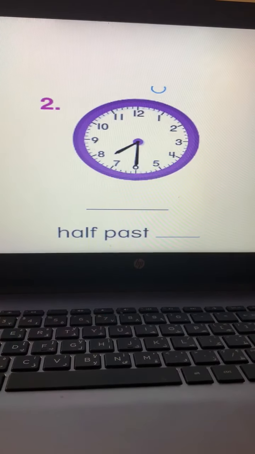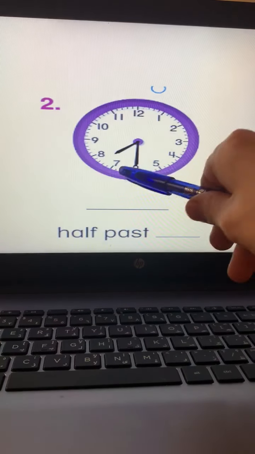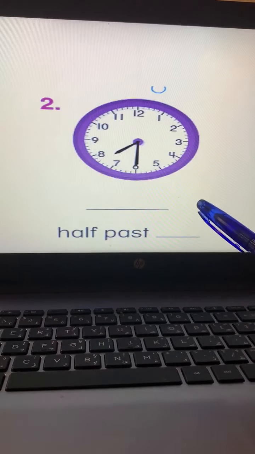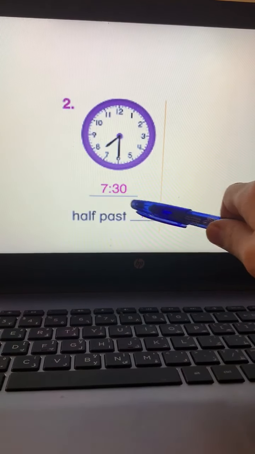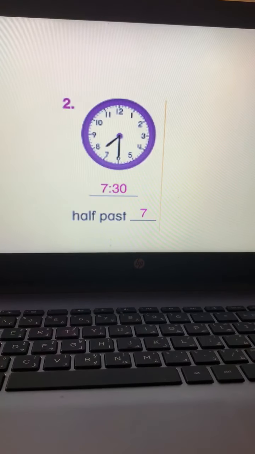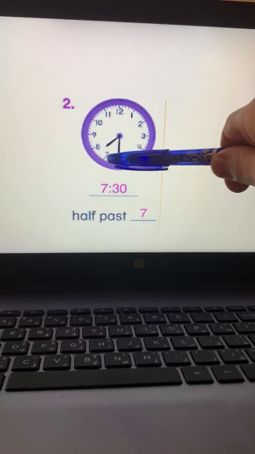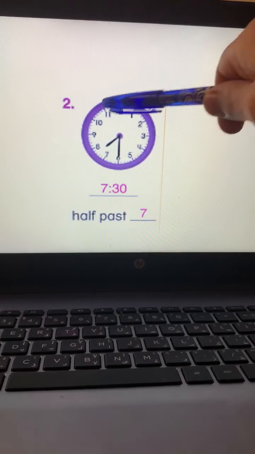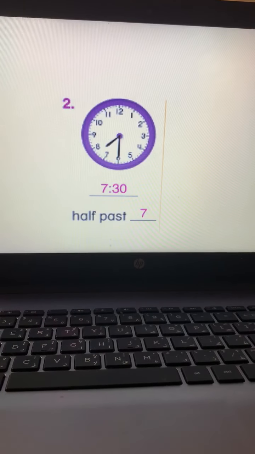As I said before, we can read it in 3 ways. Either you will write 7, then 2 dots and 30. This is the digital o'clock. Or half past. Half past shows me that I have 30 minutes. I describe the minutes. Now what is the hour? 7:30. Again, 7:30.